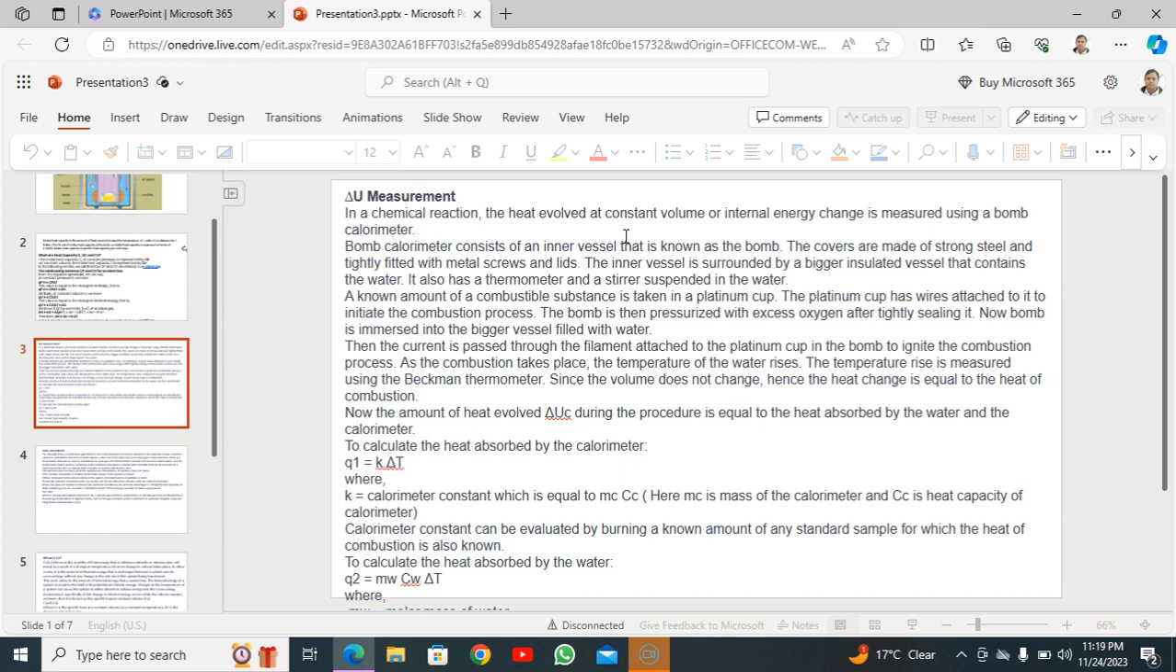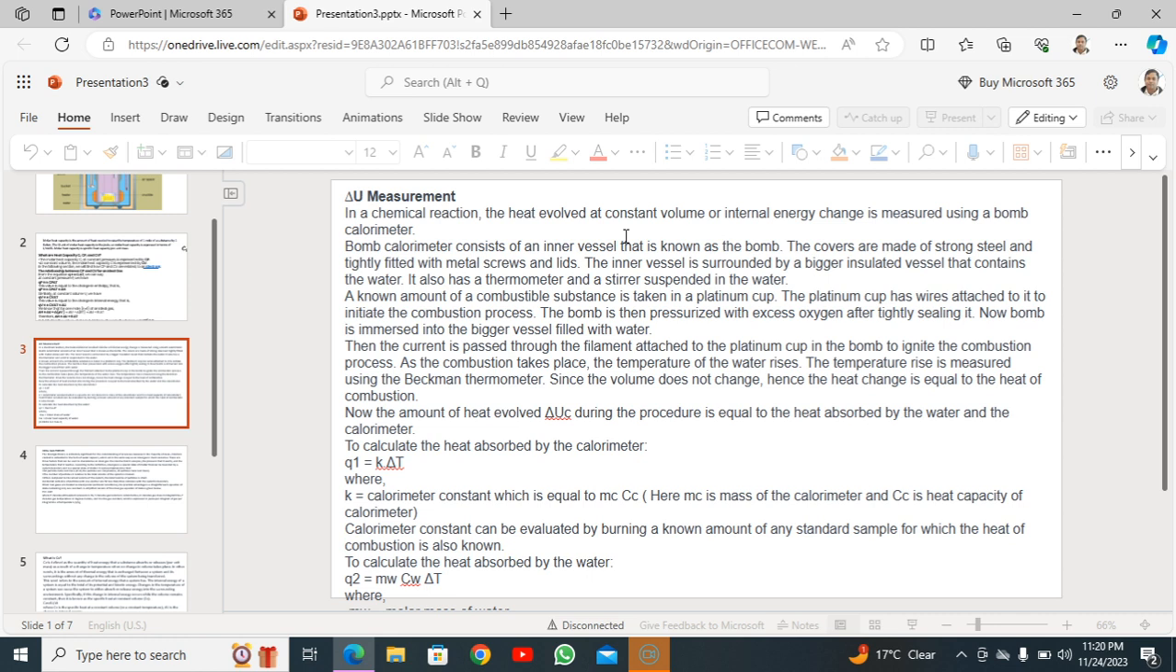A bomb calorimeter consists of an inner vessel that is known as the bomb. The cover is made of strong steel, tightly fitted with a metal screw and lid. The inner vessel is surrounded by a bigger insulated vessel that contains water. It also has a thermometer and a stirrer suspended in the water for proper mixing of the water.